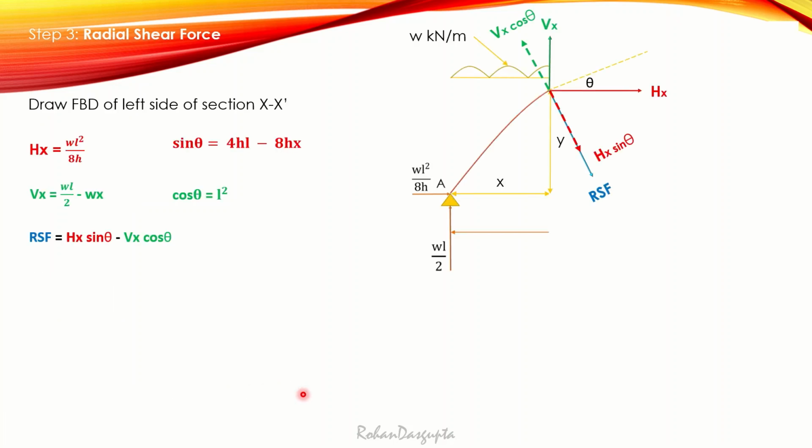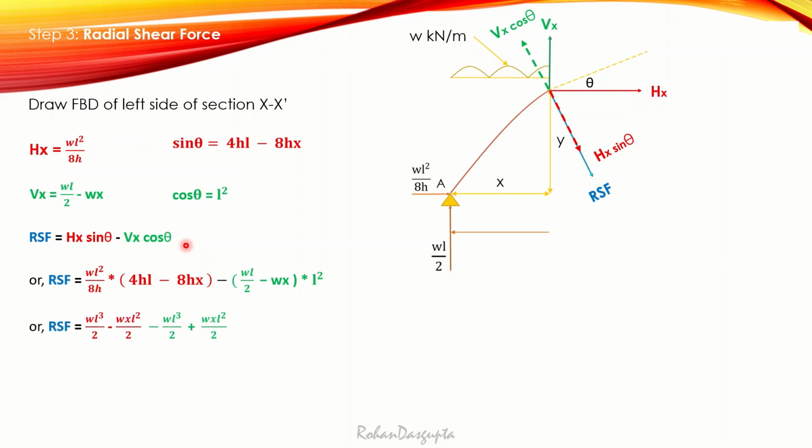Okay, so now if you see the previous slide, we know the value of hx, we know the value of vx, we know the value of sine theta, we know the value of cos theta. In order to find out RHX, simply I will put these four values, and I will open all the brackets. If I just open all the brackets, I find that it is WL cube by 2 minus WL cube by 2, and then I have minus WXL square by 2 plus WXL square by 2. So here the first and the third term get cancelled and the second and the fourth term get cancelled. So radial shear force also is equal to 0.